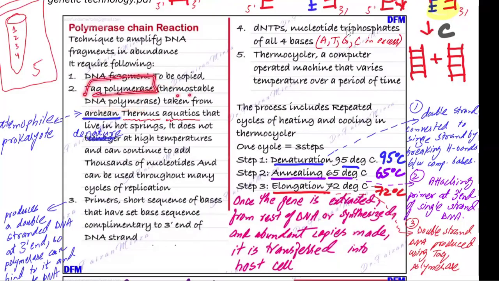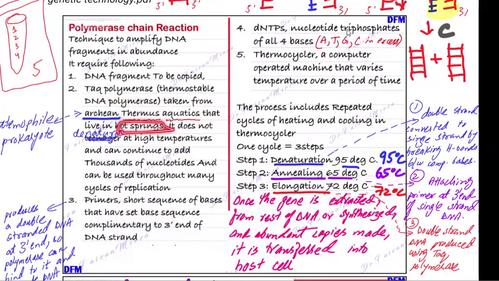Now, Taq polymerase is a thermostable polymerase. This is taken from an archaean. What is an archaean? An archaean is an extremophile prokaryote. The name of this prokaryote is Thermus aquaticus. You have already discussed the binomial nomenclature. You must be aware that the names of organisms in scientific terms are given by the binomial nomenclature. So the name Thermus aquaticus shows that this particular organism's species is aquaticus, and its genus is Thermus. So from Thermus aquaticus, we take this Taq polymerase.